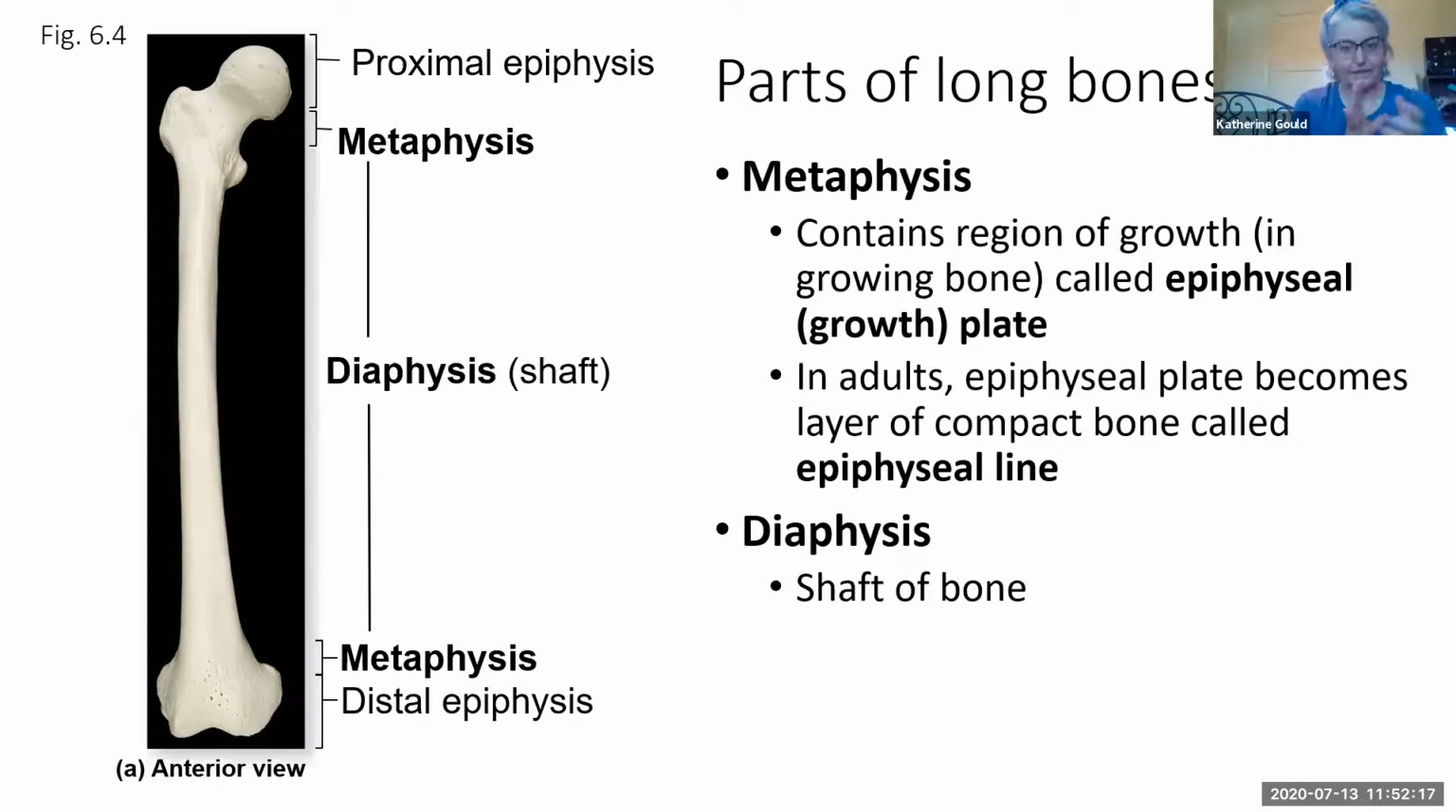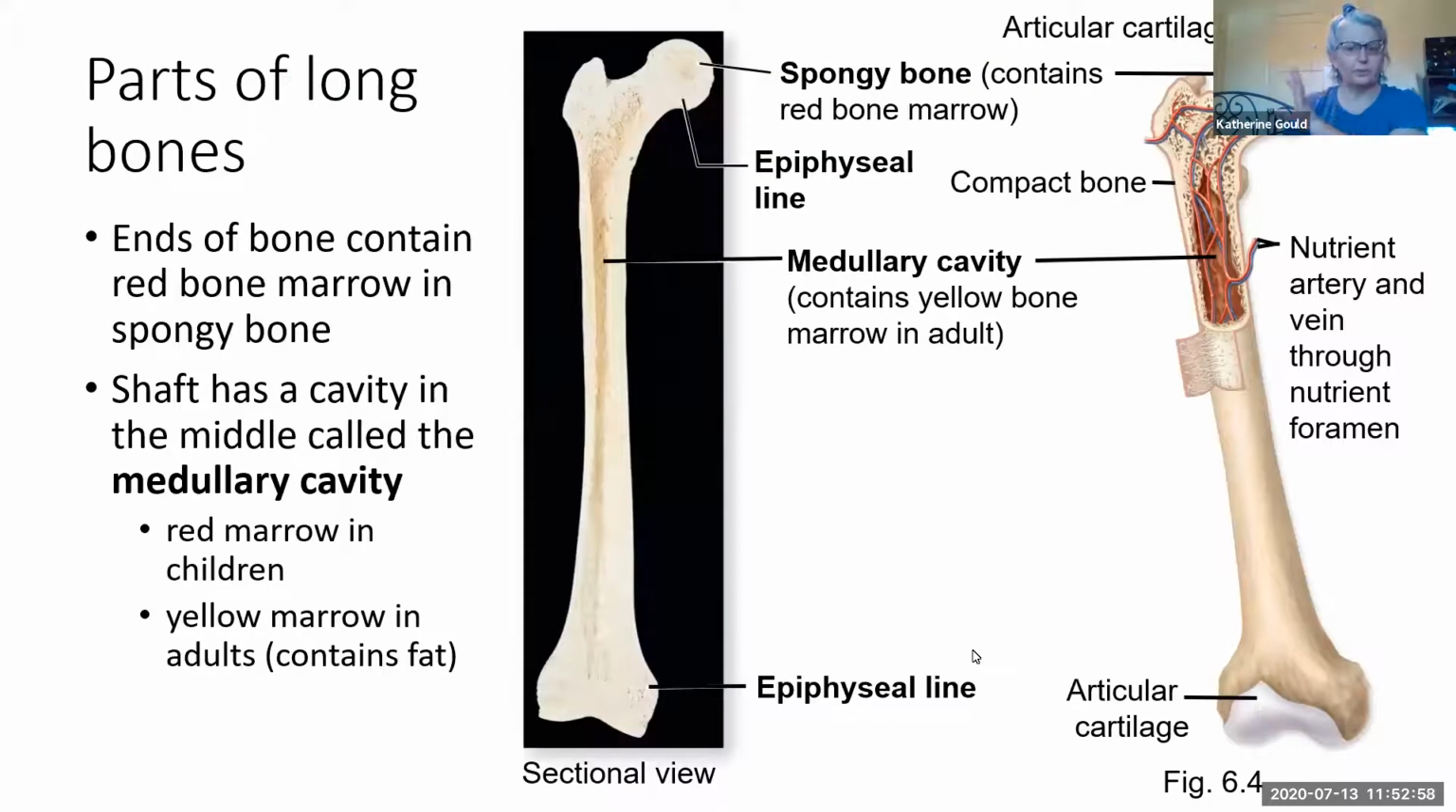The metaphysis contains this region called the epiphyseal plate. Why isn't it called the metaphyseal plate? Okay, the epiphyseal plate is at the end of the epiphysis, and that's called your growth plate. And this is what distinguishes long bones from other bones. Long bones grow in length at this epiphyseal plate. When you're done growing, when you have reached your adult height, this epiphyseal plate fuses and seals and becomes an epiphyseal line of compact bone, okay? So we're going to come back, I'll show you a picture of that.